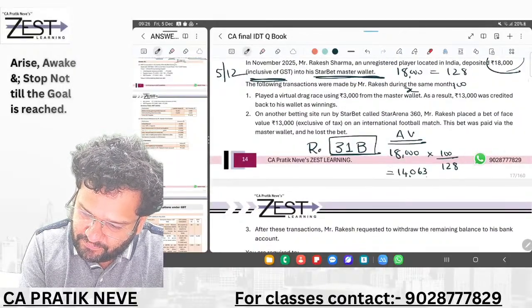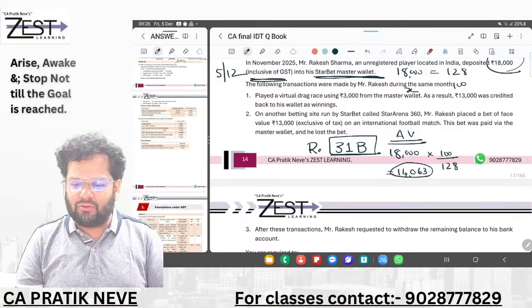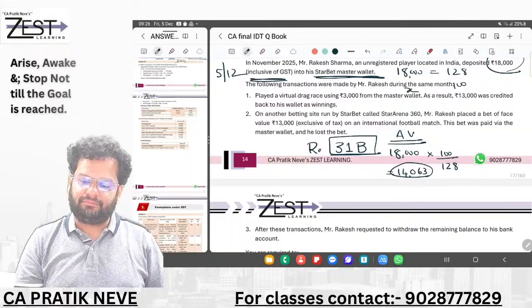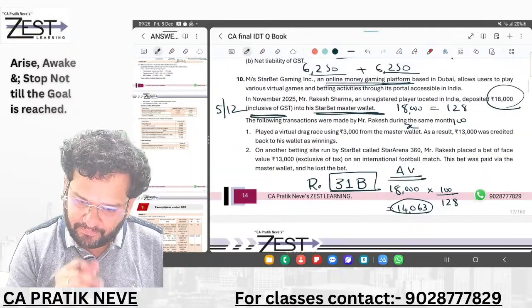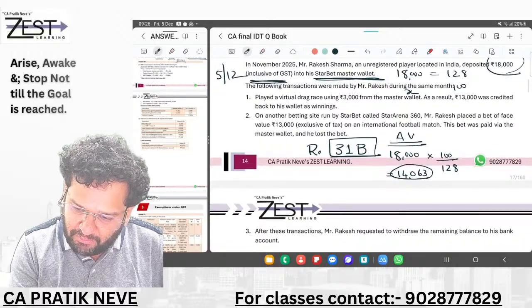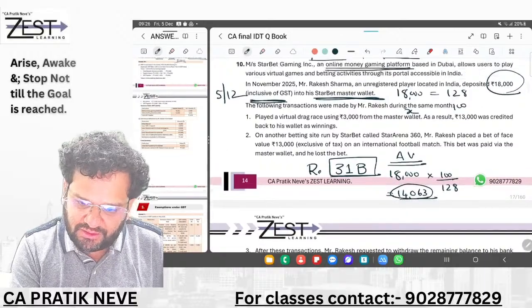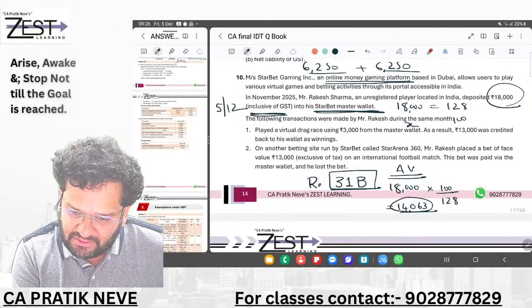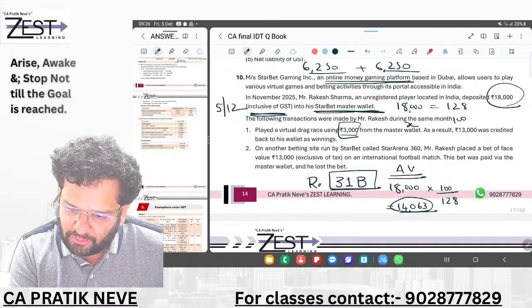14,063. 14,063 will be accessible value. Okay. The following transactions were made. Remember, accessible value is 14,063. He played a virtual drag race of 3,000 from the master wallet.